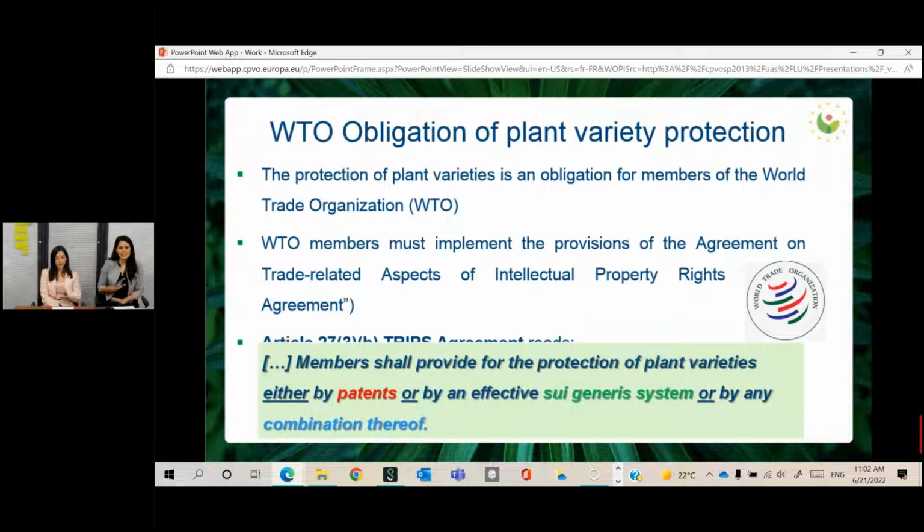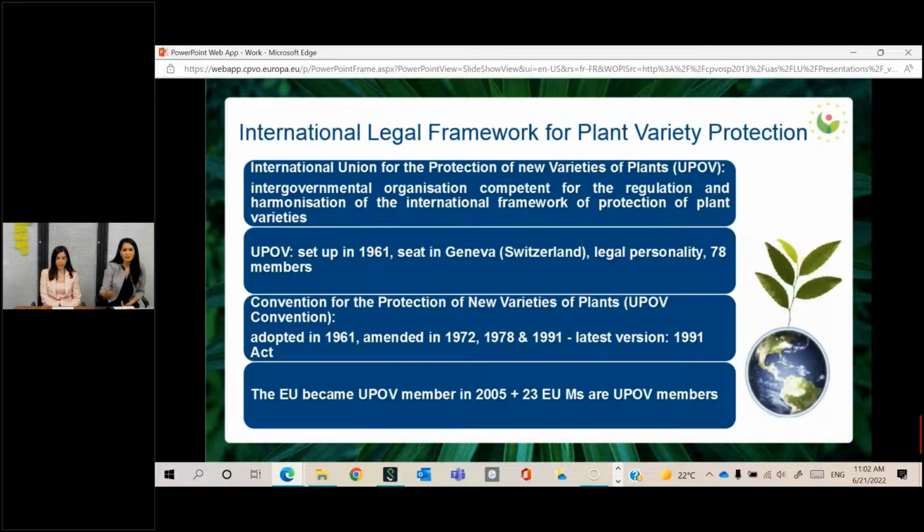Well, the first essential legal basis is Article 27 of the TRIPS agreement, which only said that the European Union and all the members of the WTO, of course, had to create a system to protect new plant varieties. So it was very general, but we knew that that was an objective. How did we do that in Europe?